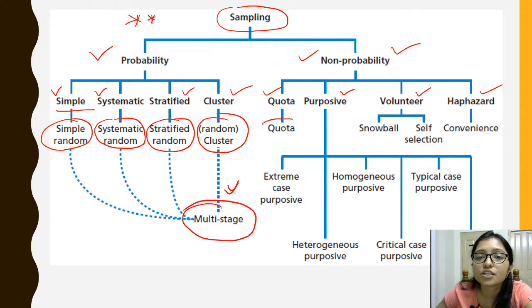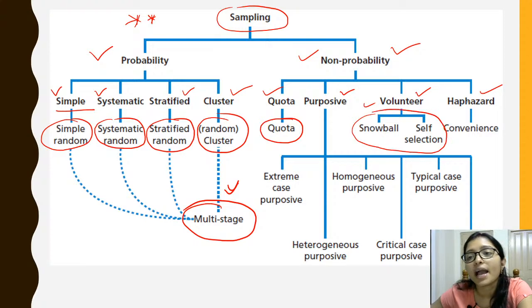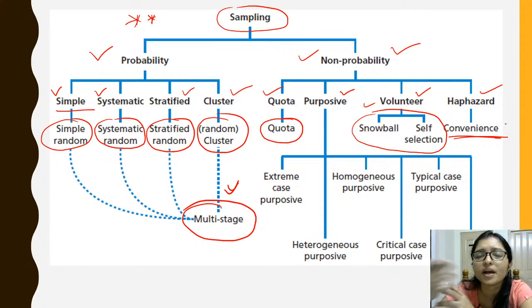And here it is quota sampling. Quota sampling means you can think like that, quota, SC, ST, OBC quota, like that you can remember. We will discuss one by one. And now volunteer. Volunteer means snowball, everything we will discuss. Inside the volunteer there is snowball sampling and there is self selection. And haphazard means convenience. Haphazard means any way you are doing, that is convenience. As per your convenience you are selecting something, right?